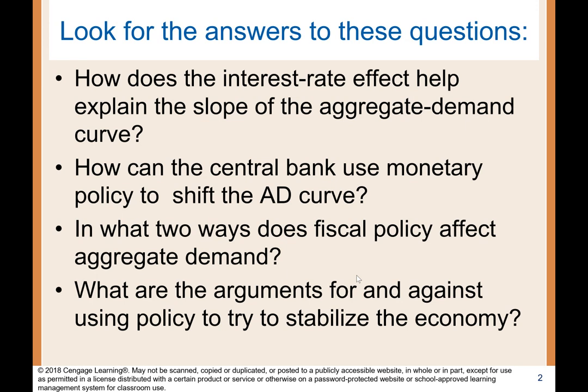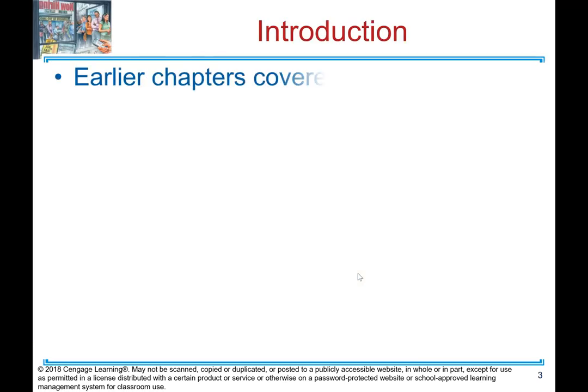How does the interest rate effect help explain the slope of the aggregate demand curve? How can the central bank use monetary policy to shift the aggregate demand curve? In what two ways does fiscal policy affect aggregate demand? What are the arguments for and against using policy to try to stabilize the economy?